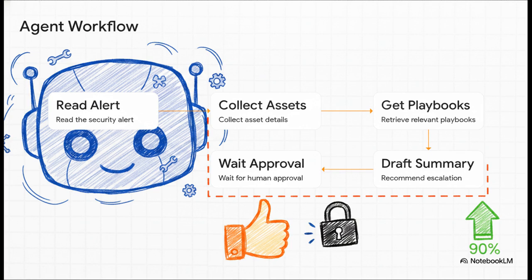The agent handles the tedious, time-consuming legwork of steps 1 through 4. It reads the alert from your monitoring tools, collects the affected asset details, retrieves the relevant historical playbooks, and drafts an investigation summary. By handling all this heavy data collection, the agent drastically reduces the mean time to respond. It prepackages a highly informed decision for the analyst. But critically, at step 5, it stops. It waits for human approval before taking a disruptive action. It brings the workflow 90% of the way there, securely and safely.